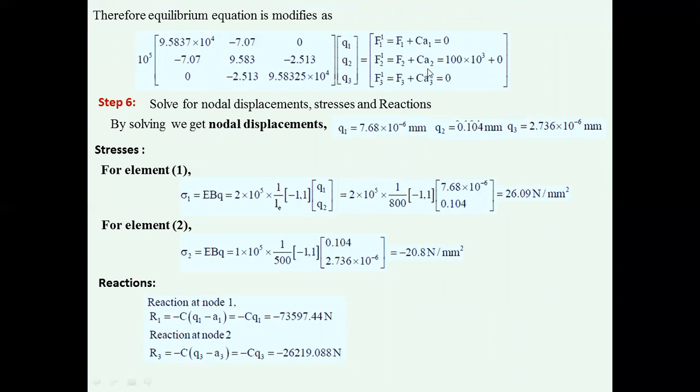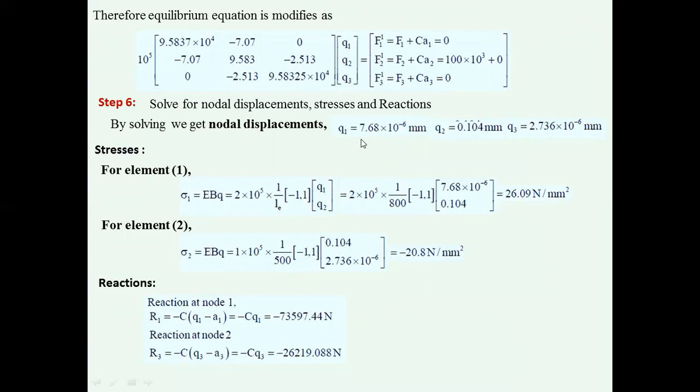Again, F2 plus C times A2. F2, you know, is 100 into 10 to the power of 3. A2 also is 0, so you will get 0. Similarly, C times A3. So A1, A2, A3: none of the nodes is allowed to move for a known displacement. So all the terms become equal to 0. Now you solve this 3 cross 3 matrix, use a calculator. Once you solve this, directly we'll get the nodal displacement.